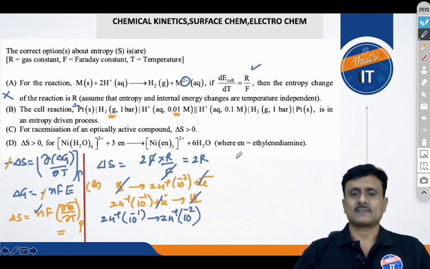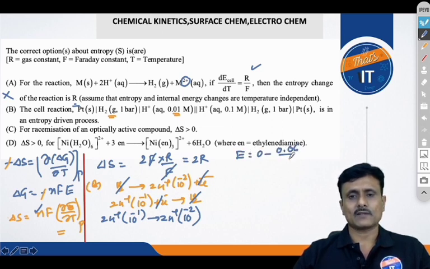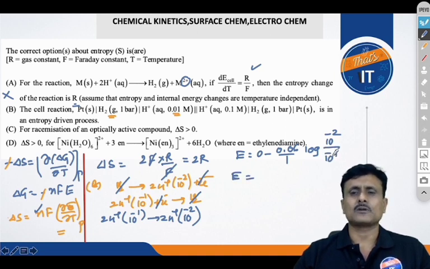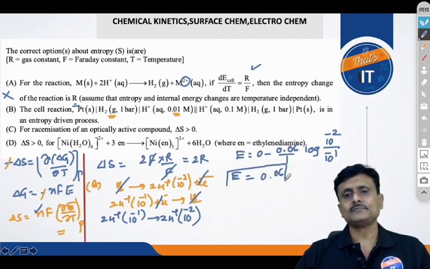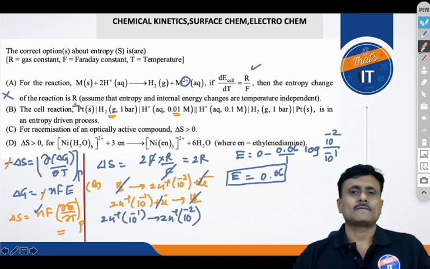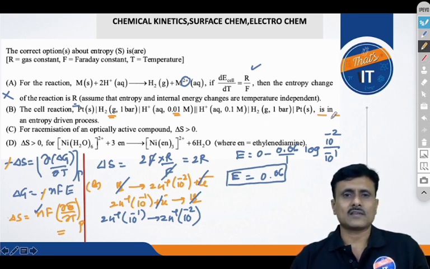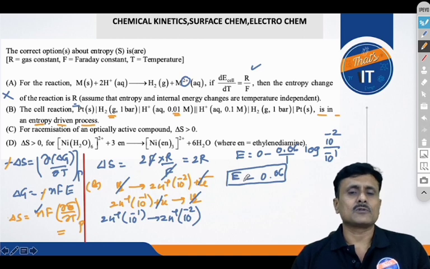So what's happening here is that the value of EMF, because E0 is 0, is minus 0.06 by 2, or I'll take this as 1 and take the ratio of concentration of product 10^-2 divided by concentration of reactant 10^-1. So this value is turning out to be how much? 10^-1 is left out, 0.06. Alright. So is it an entropy driven process? You can see that this cell has certain potential, right? If EMF is equal to 0, then we call this an entropy driven process.